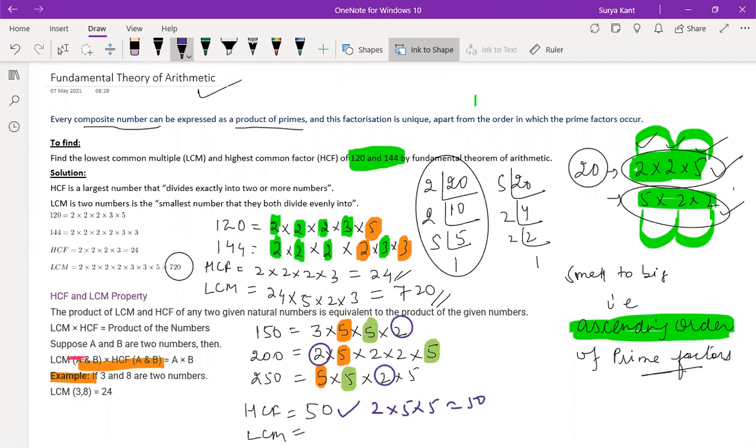That is 50. In LCM, 50 should be multiplied by 3 into 4 into 5. 5 4s are 20, 20 3s are 60. So 50 into 60, what are you getting here? 3000, no? Are you getting 3000, right? Anyone getting an answer other than this? Any one of you getting an answer other than this 3000?